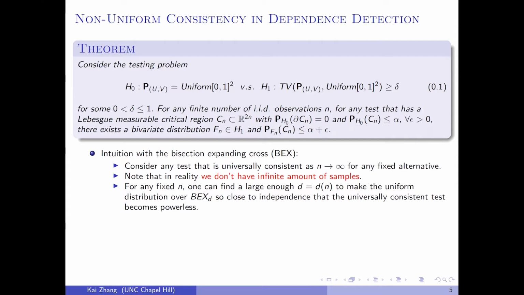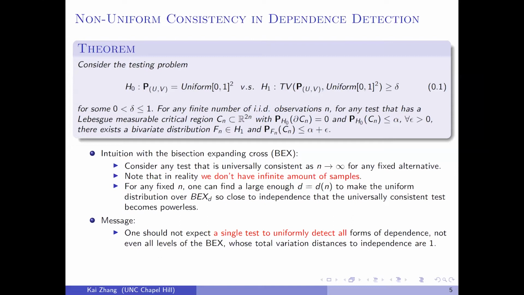We can think about any good test that is universally consistent, so that for any fixed alternative, the test has a power of 1 as n goes to infinity. However, in practice, we never have infinitely many samples, and for any fixed sample size n, we can keep expanding this cross, until at some moment, the uniform distribution over the fractal is so close to the uniform distribution over the square that the test you are thinking about becomes powerless.